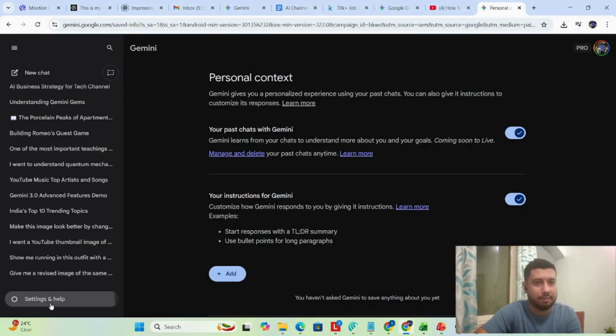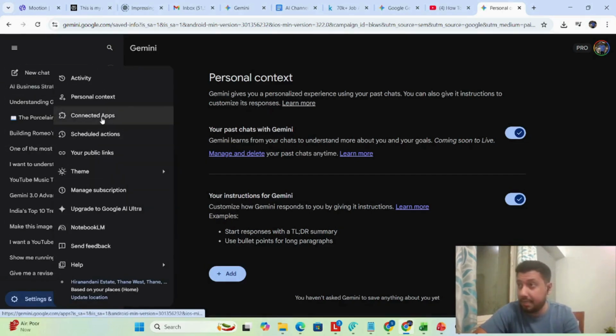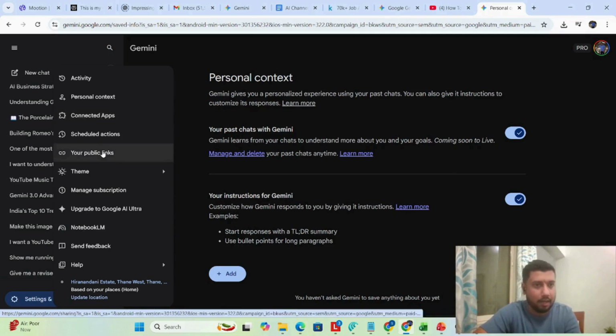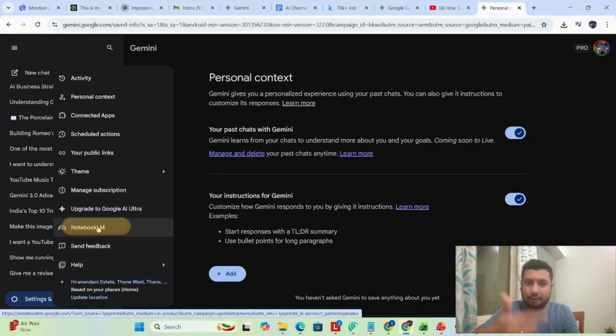Going to the next part, connected apps. This is where you can connect your entire Google library, and then Gemini will have access to your emails and your photos. But if you don't want it, please don't use it. Of course, it's up to you. It's not mandatory. These are not that important. This is fine. And NotebookLM is also integrated with Gemini. If you want that integration, you can always go and do it.